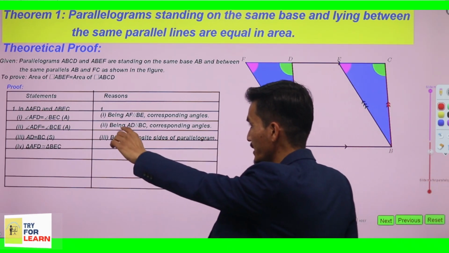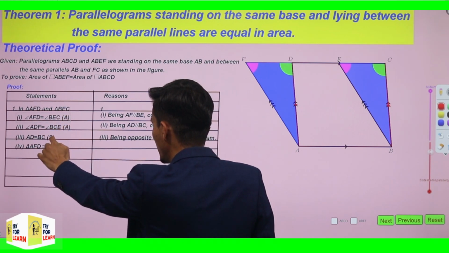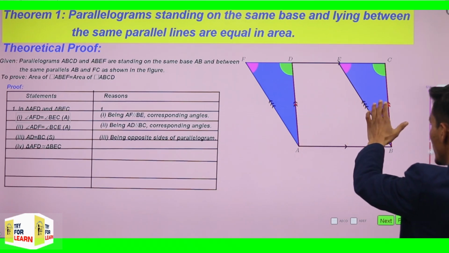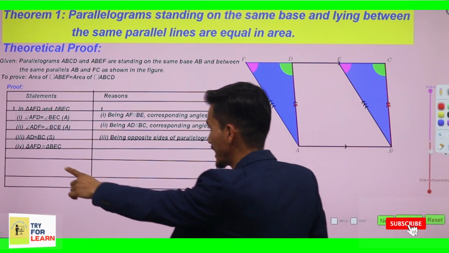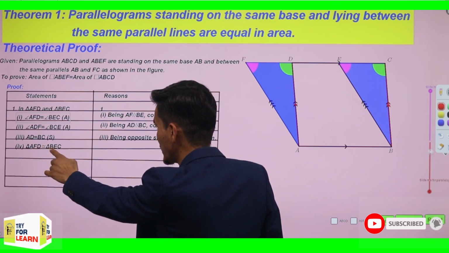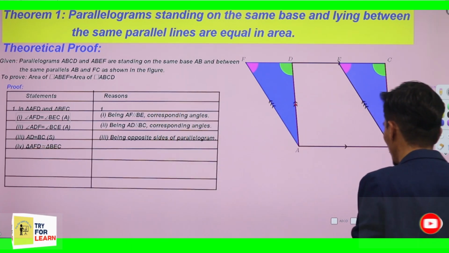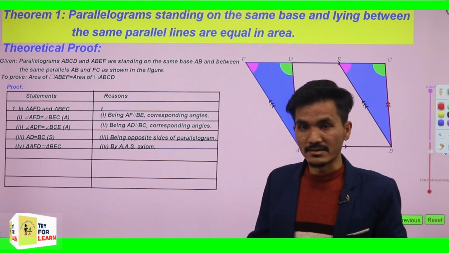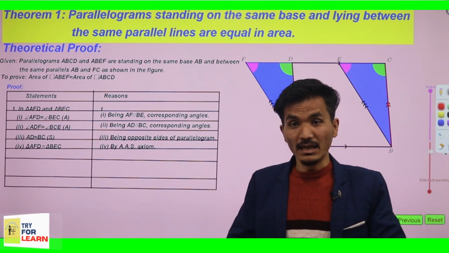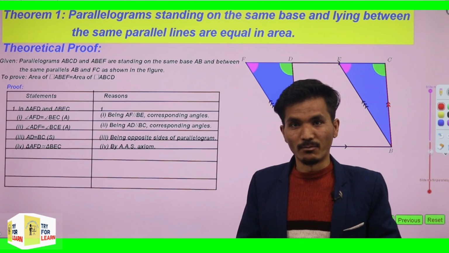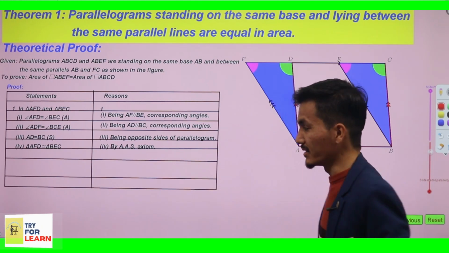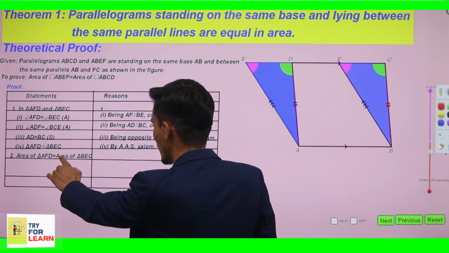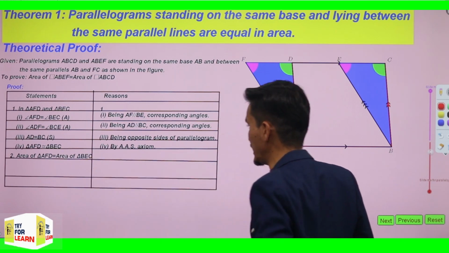From these three statements, the angle-angle-side axiom exists here, so these two triangles are congruent to each other. So here it is written that triangle AFD is congruent with triangle BEC because of this axiom. By this axiom we can say that these two triangles are congruent. If these two triangles are congruent, by the property of congruence of triangles, their areas should be equal. So in statement 2, area of triangle AFD is equal to area of triangle BEC.